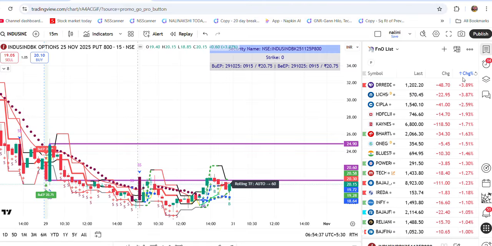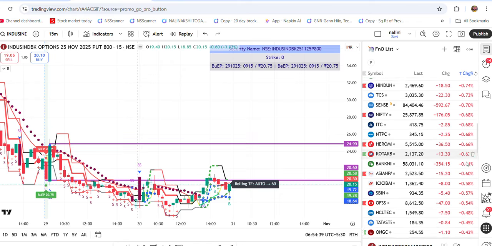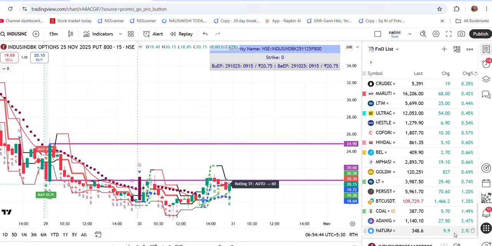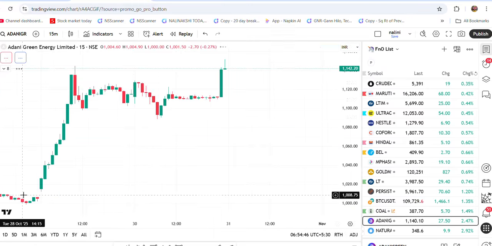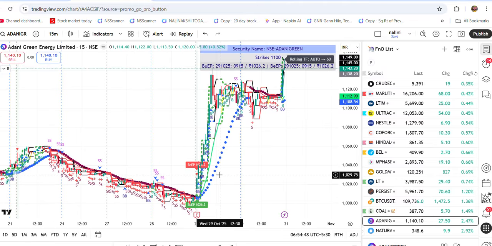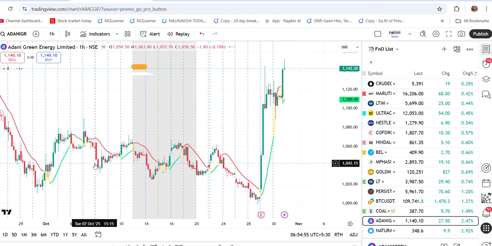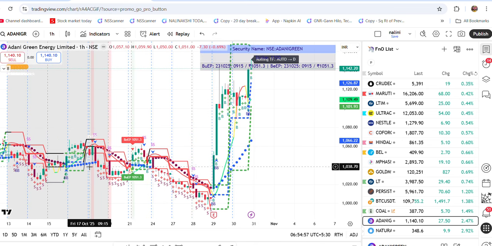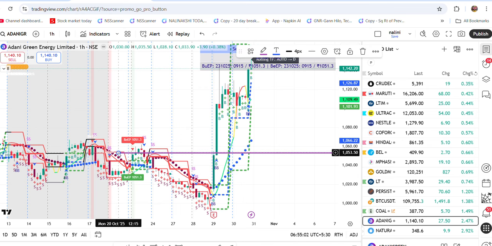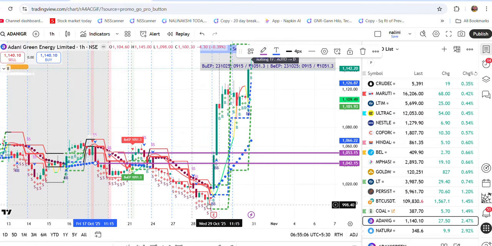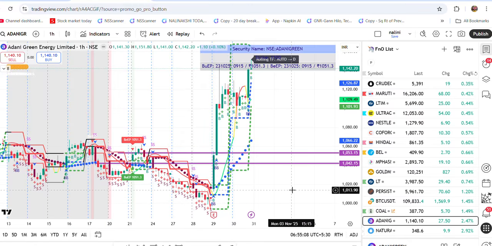Let me change it to percentage. All are negative. Still, let us go to Adani Total Gas, Adani Green Energy. Let me go to the hourly chart because it has made an episodic pivot here. Episodic pivot here, episodic pivot here. I am marking it. You are not seeing it anywhere else here.